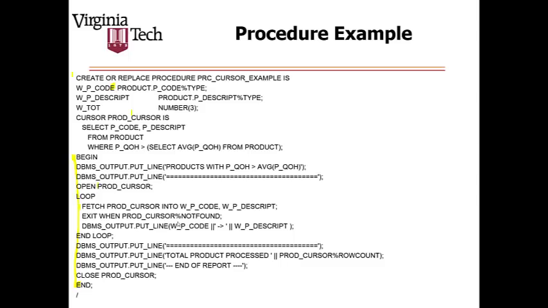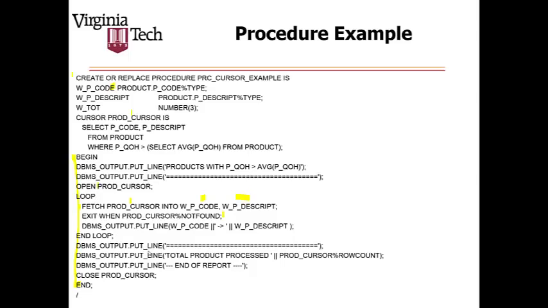I fetch a row from the cursor into my variables WP code and WP description that I declared at the top of the procedure. So I get those values into those variables. Then I have my exit condition. If I just did a fetch and had a not found, then I'm going to exit my loop. Otherwise, I'm going to print my message saying the code and description I found, and then I'm going to loop.